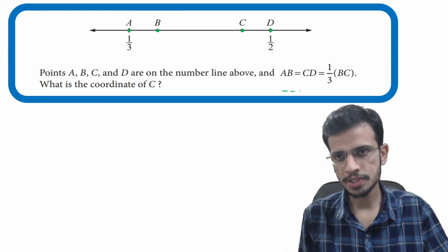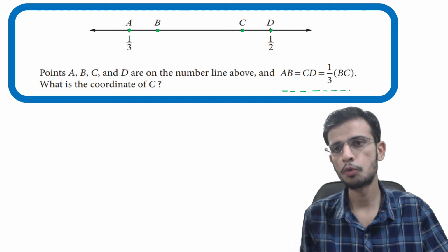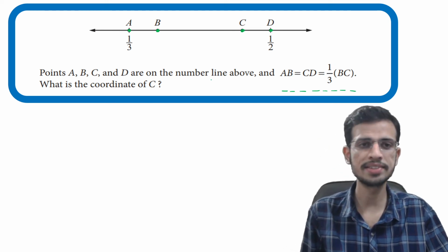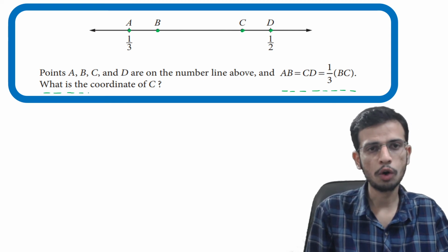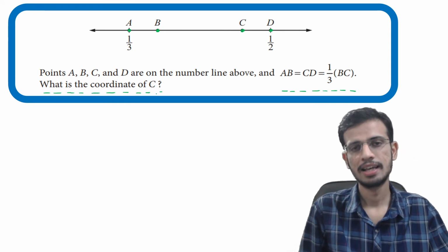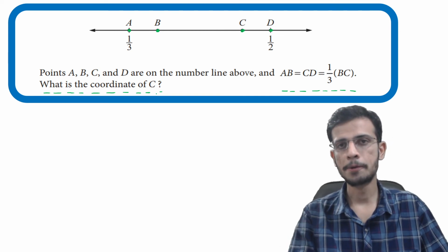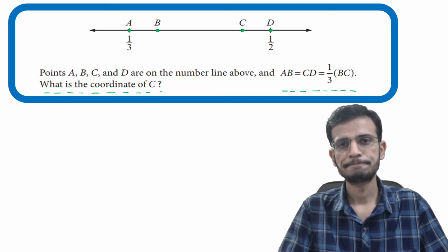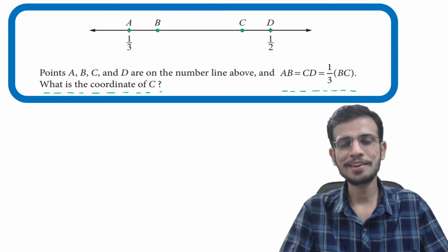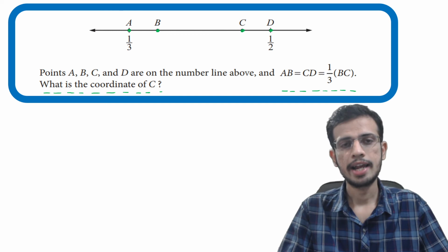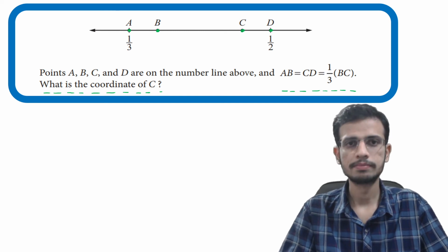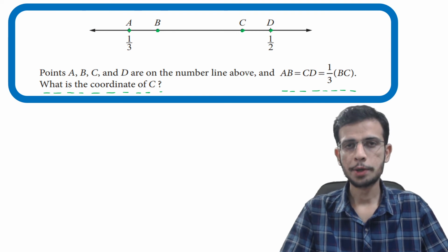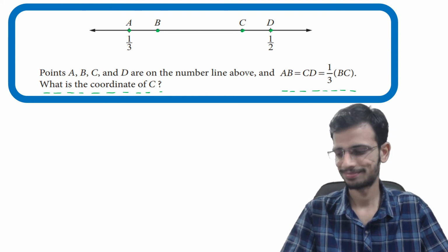AB is equal to CD is equal to 1 by 3 times BC. Then what is the coordinate of C? This is a numerical entry type question in which options are not given to us, right? This is also an interesting question, and as options are not given to you, you have to follow accuracy as well, right?